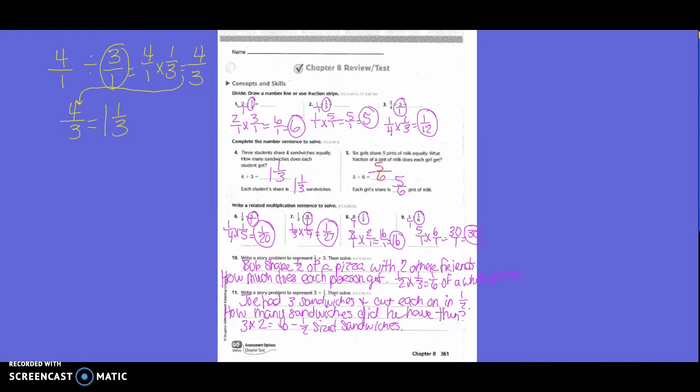Number 10, write a story problem to represent 1/2 divided by 3, then solve. Bob shared half of a pizza with 2 other friends. How much does each person get? So we took 1/2 times 1/3 and we got 1/6 of a whole pizza. Number 11, write a story problem to represent 3 divided by 1/2, then solve. Joe had 3 sandwiches and cut each sandwich in half. How many sandwiches did he have then? So we took 3 times 2, which equals 6 half-size sandwiches.